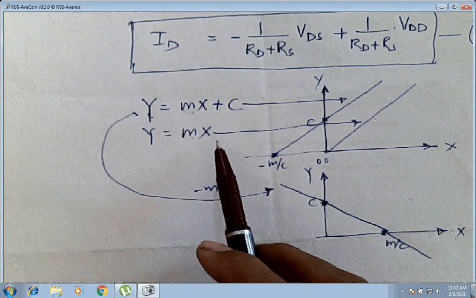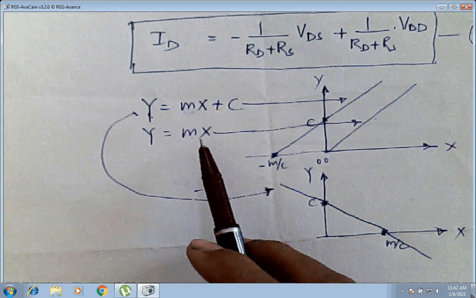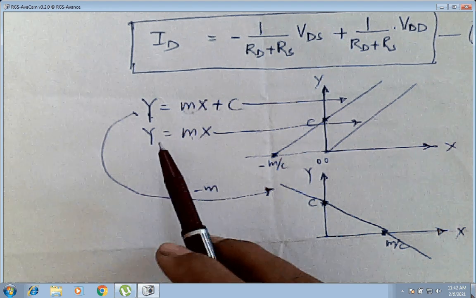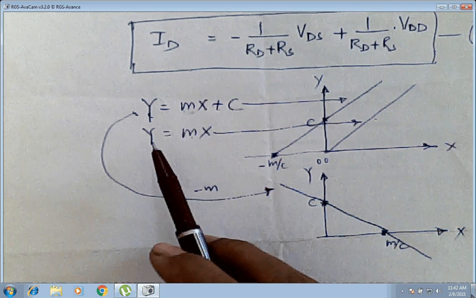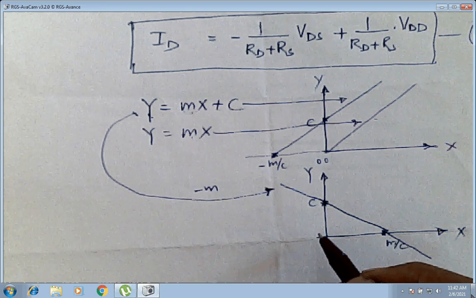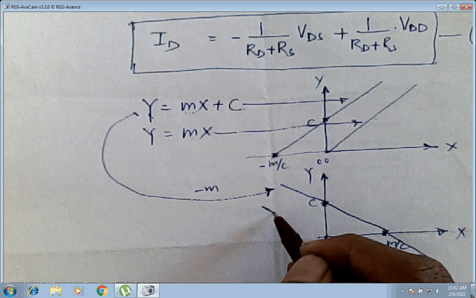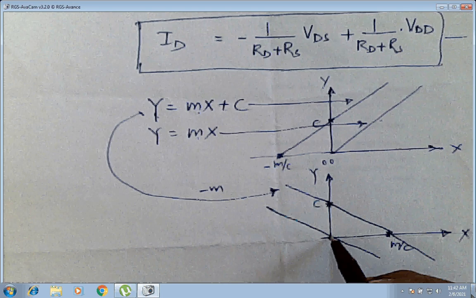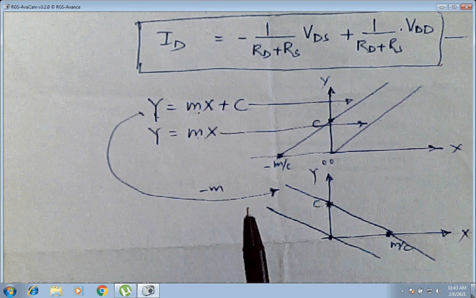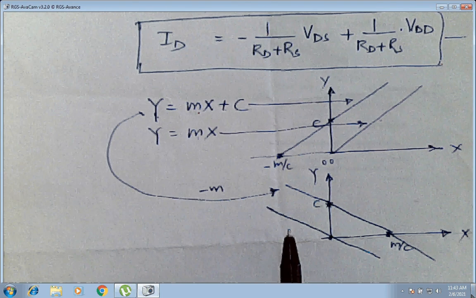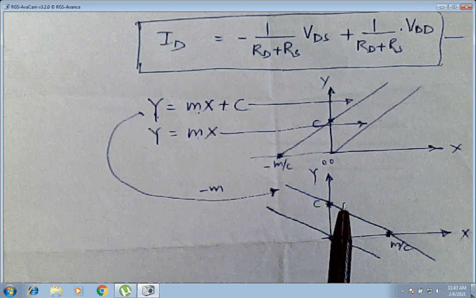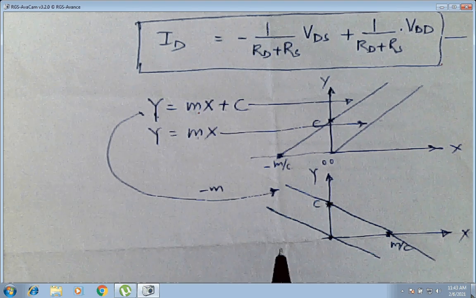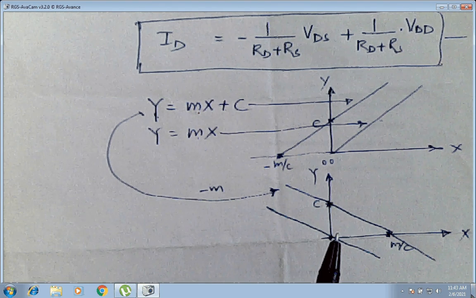Similarly, for the second one, y is equal to mx, if I put y is equal to 0, x is equal to 0, and if I put x is equal to 0, y is equal to 0. Again, this is a similar line. The only thing is that the slope being negative, I will have this type of graph, which is again passing through the origin. When m is negative, that means your slope is negative, and I will have a line making more than 90 degrees with the x-axis. Okay, so have you understood this concept?